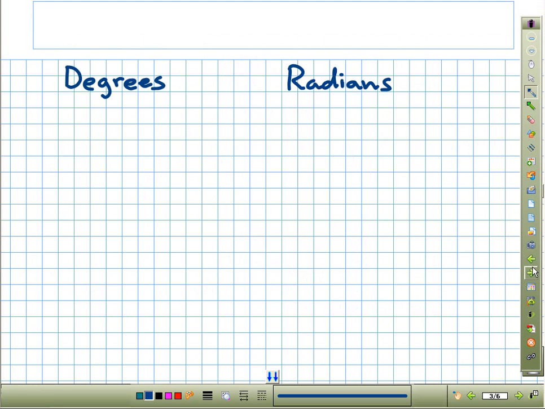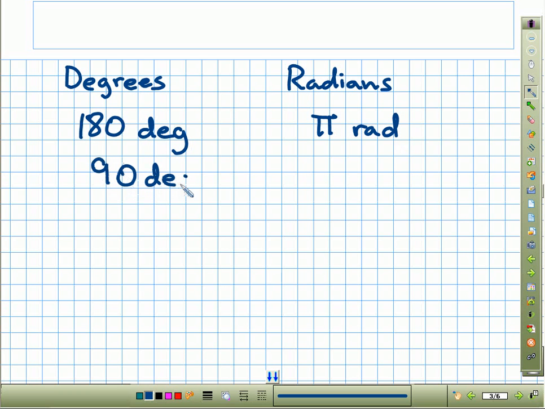Okay, let's look at the next thing here. Let's just look at some other angles. We've looked at 180 degrees equals pi radians, 360 degrees equals 2 pi radians. Let's look at some others. 180 degrees equals pi radians. What do you think 90 degrees would equal? Half pi radians. That's right, half pi. If we divide both sides by 2, we get 90 degrees equals pi over 2 radians.